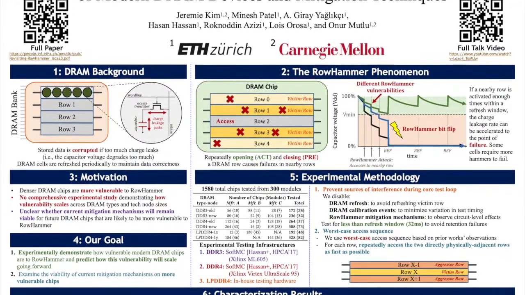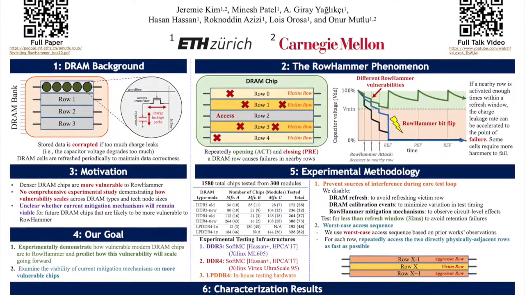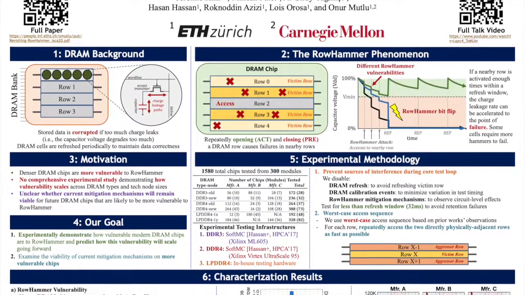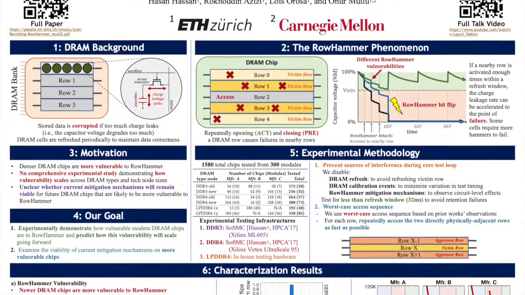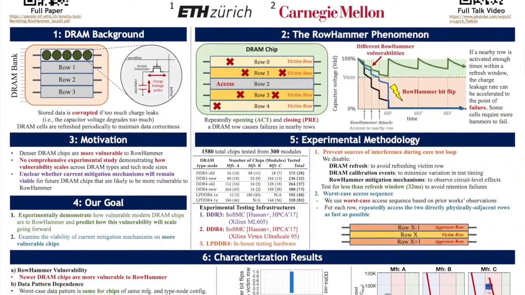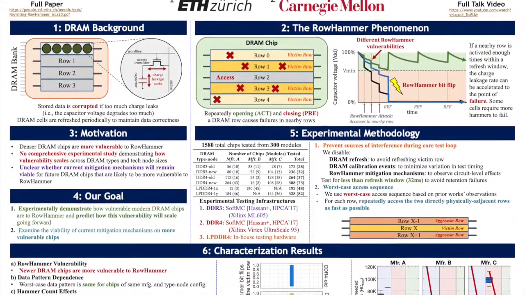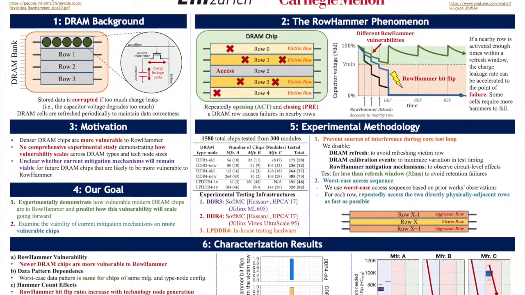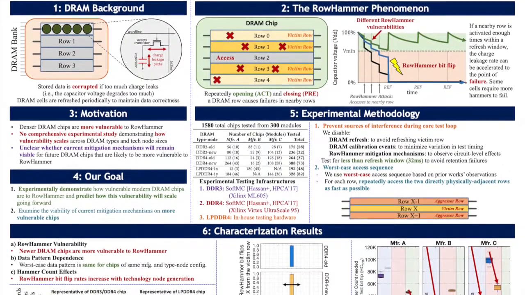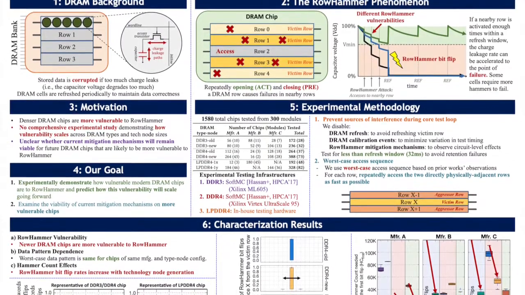Denser DRAM chips are more vulnerable to RowHammer, and 3 prior works provide RowHammer characterization data on real DRAM chips. However, there is no comprehensive experimental study that demonstrates how the RowHammer vulnerability scales across DRAM types and technology node generations and as DRAM chips become more dense. Therefore, it is hard to identify whether current mitigation mechanisms will remain viable for future DRAM chips that are likely to be more vulnerable to RowHammer.